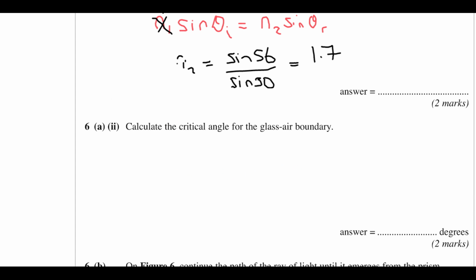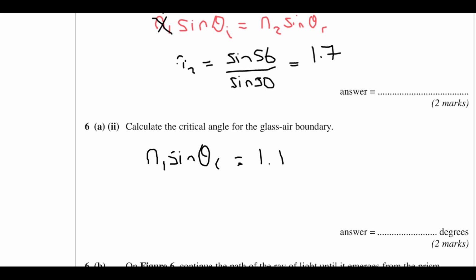Then it wants us to calculate the critical angle for the glass air boundary. So the critical angle is when it's going from glass into air, because that's when it's decreasing. So it's going from high to low. So in that case, n1 would be 1.658, and so on. n2 would be 1. And the angle of refraction is going to be 90. So essentially what we're going to have is, in this case, n1 sine of the critical angle is going to go to air, so that's going to be 1.